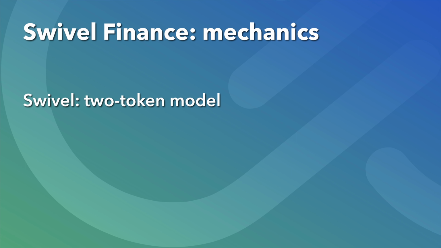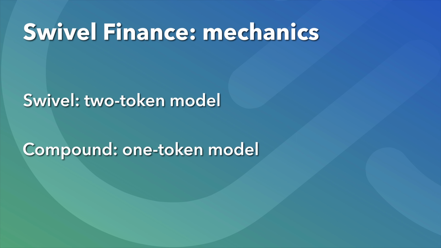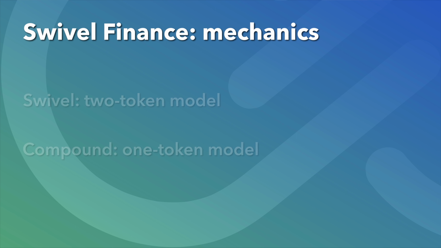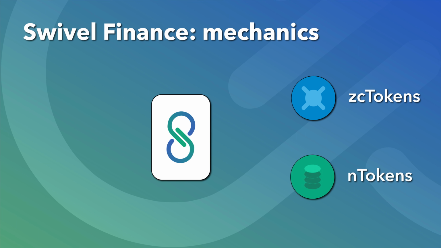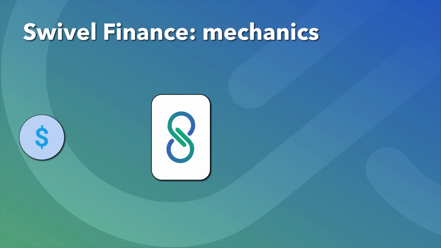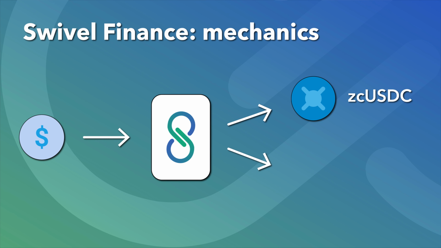Unlike what happens in protocols like Aave or Compound, where you receive one yield-bearing token in return for your deposit, in Swivel, your deposit is split into two separate cash flows, called ZC tokens and nTokens. For example, if you deposit USDC into the Swivel protocol, it is split into two separate component tokens, ZC-USDC and nUSDC. The amount of each of these tokens is equivalent to your initial deposit.